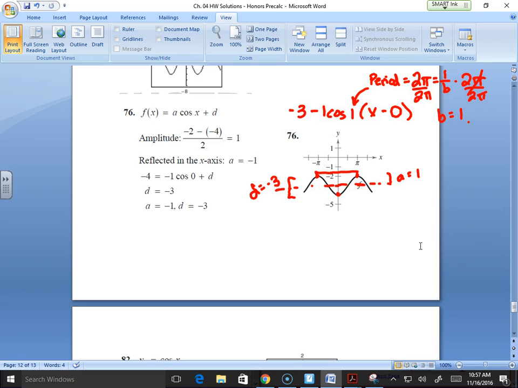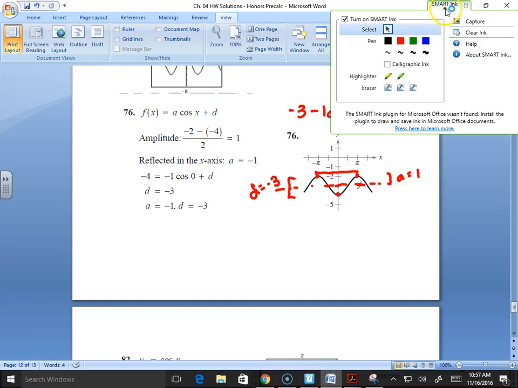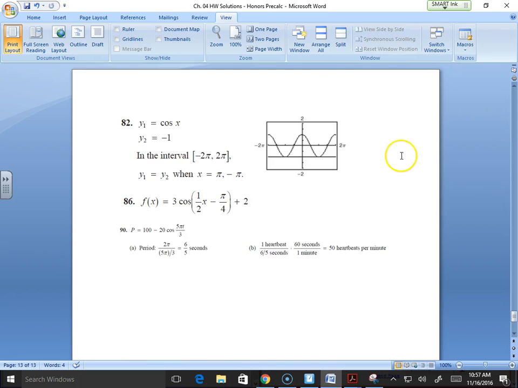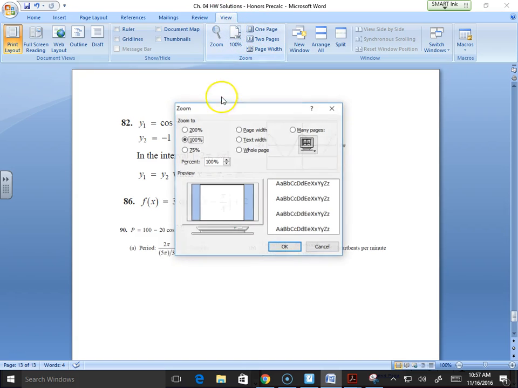All right, I agree. Those graphy ones were tricky, but does that at least give you a process or a reminder of the example from yesterday? All right, let's keep going to number 82 and 86, but let me zoom in just a little bit.